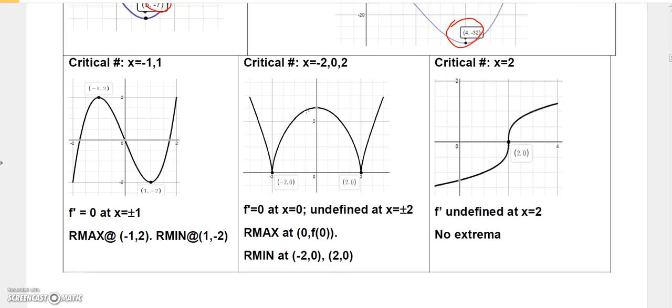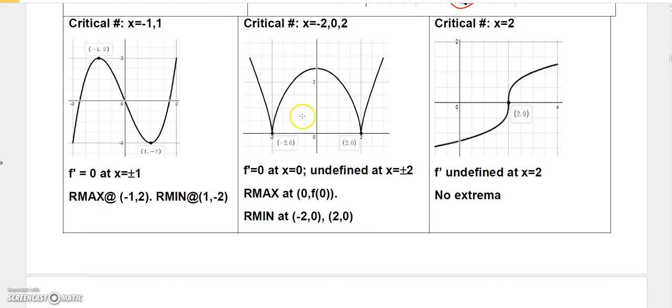I drew some graphs here to help you understand things a little bit. Earlier we looked at this graph and we found that we had a critical number of -1. At -1 we get a critical number, and at +1 we get a critical number. Notice that the derivative would be 0 at -1 and +1, because you get horizontal tangent lines.